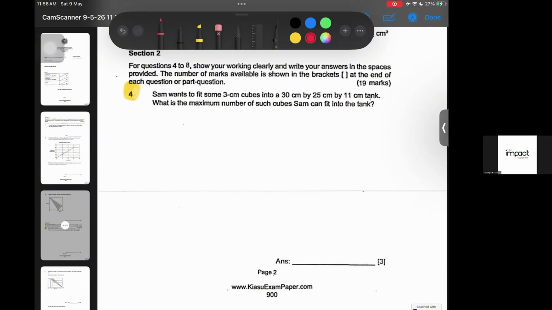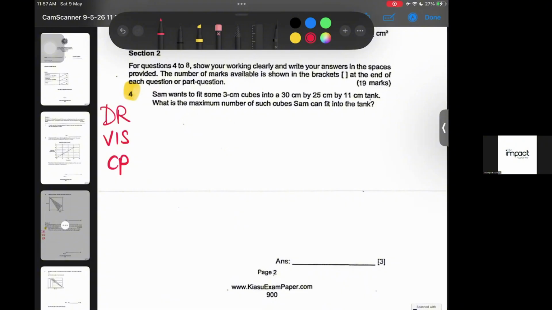Question number 4 is a volume question. A lot of students will do this to solve it: they will do volume divided by volume. I always tell them you cannot do that, okay?